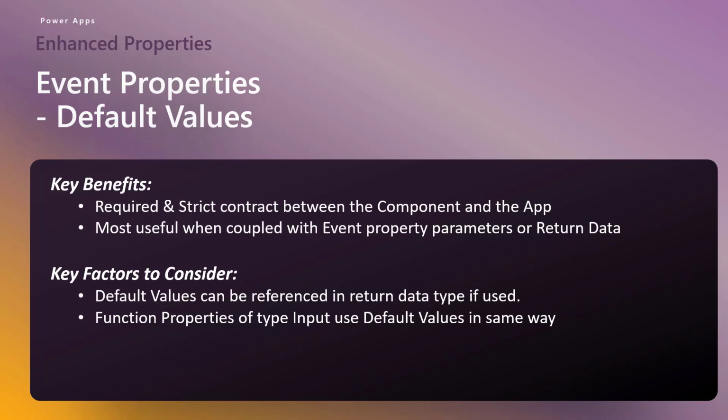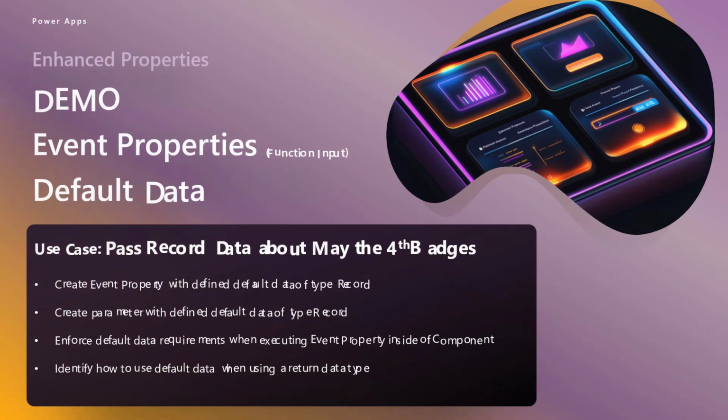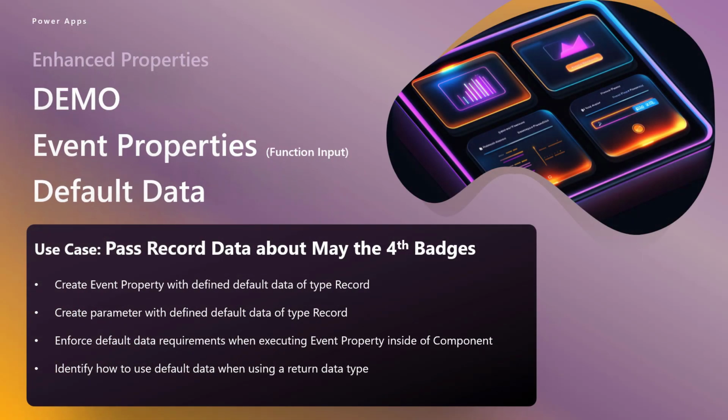All right, so let's take a look at what is on our agenda for our demo today. So we're going to stick with the badge information. We're going to start by creating an event property with a defined data type of type record. And then we're going to create a parameter with defined data types of type record. So we're going to kind of see that creating the default data specific to the property itself may not work for us, but where it really shines is in the case of the parameter.